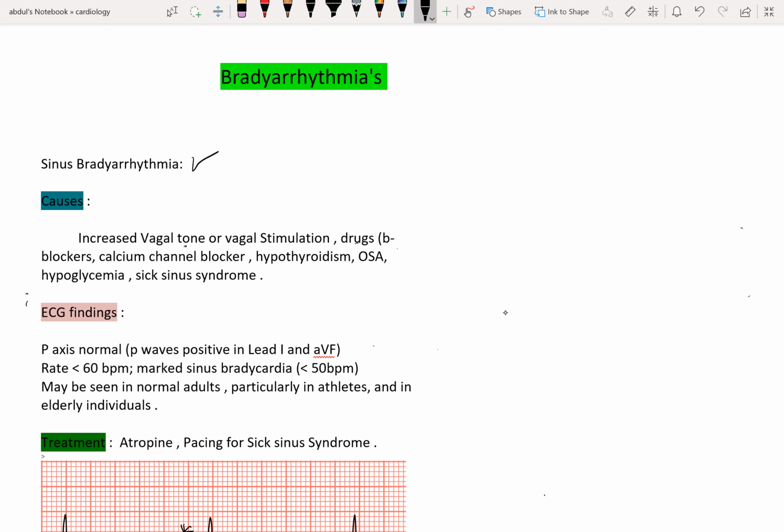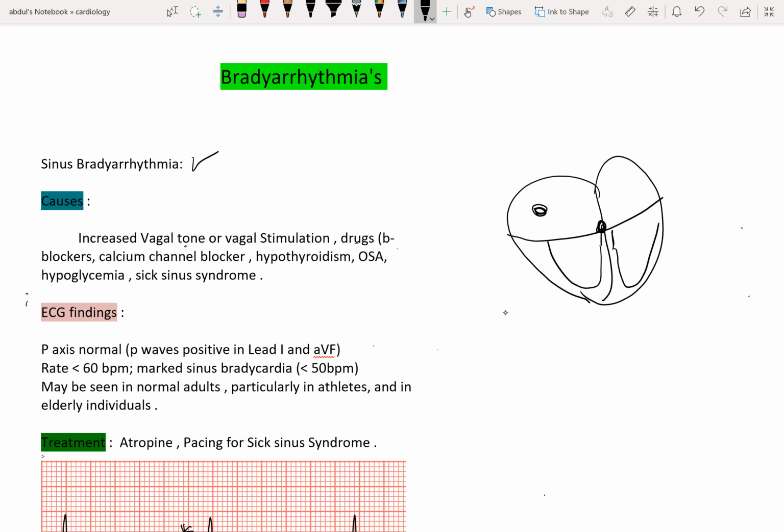So the first thing we're going to talk about is sinus bradyarrhythmia. Let's draw a heart, ladies and gentlemen, and put in our sinus node, our AV node, and then the bundle of His, and then the bundle branches. So basically, when the sinus node starts to get less influence, for example, more influence of vagal tone can decrease the sinus node firing.